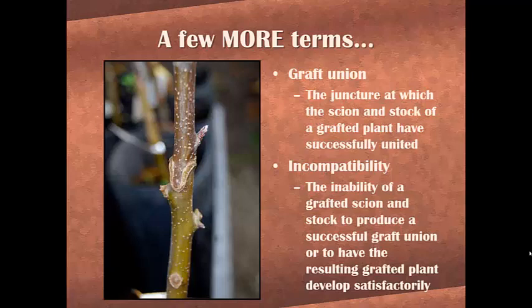Now, incompatibility can be an immediate thing. It happens at the time that you make the graft, and so the graft just doesn't take. It can also occur later. Sometimes the graft union will initially form successfully, but then over time the incompatibility of the two species overcomes that union, and so you may have incompatibility showing up a few years after your graft as well.